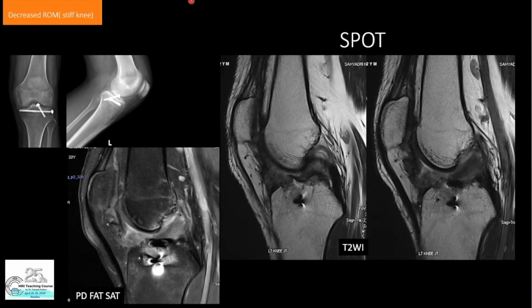Now this fellow presented with stiff knee. This is once again a spot. This patient was operated for ACL avulsion fracture, which was shown by Chaitali just a few minutes before. So these are the screws, these are the susceptibility artifact. What are we looking at? Stiff knee.